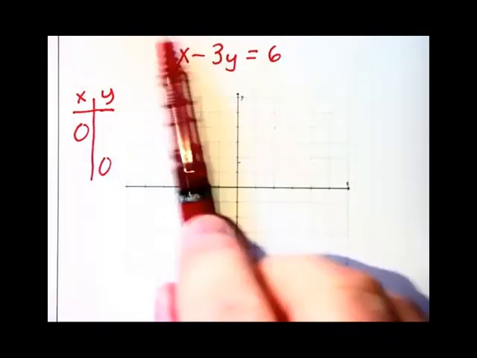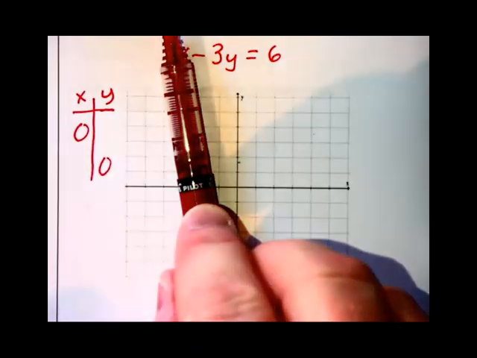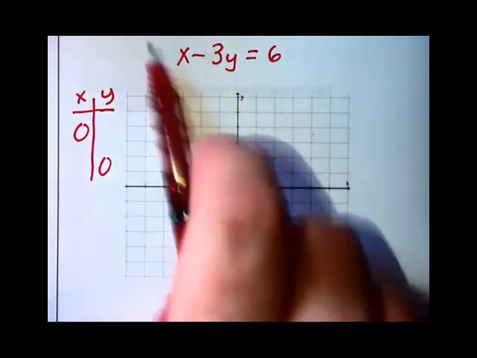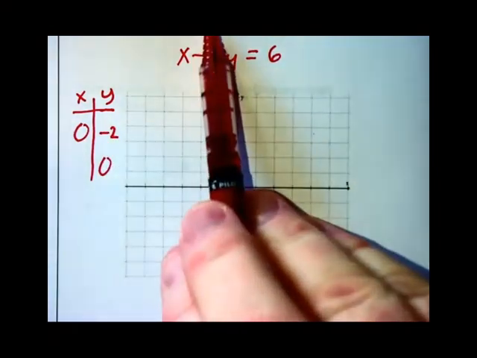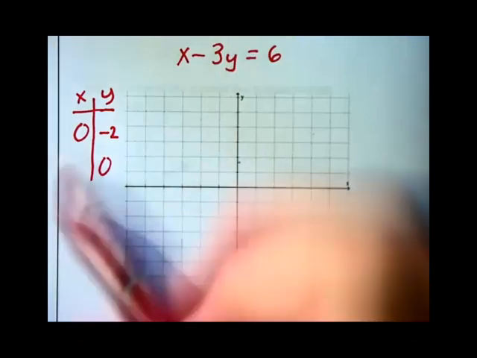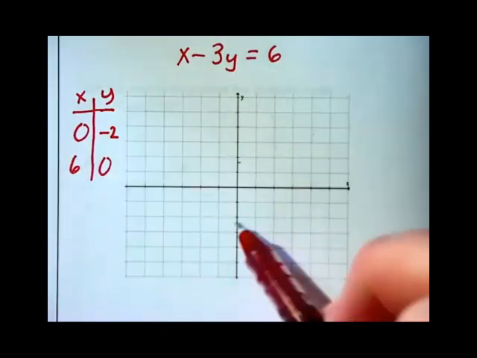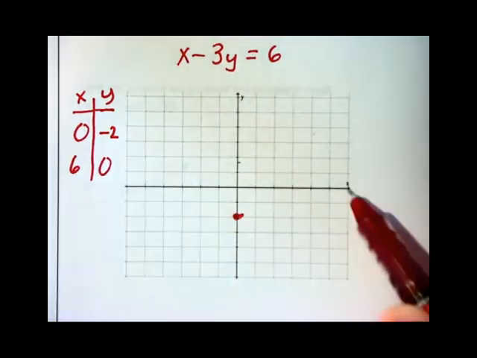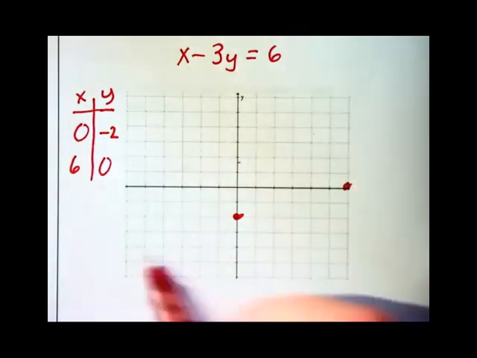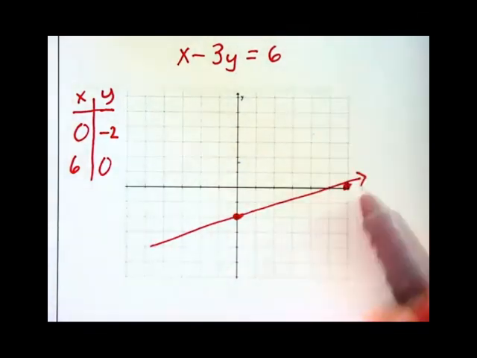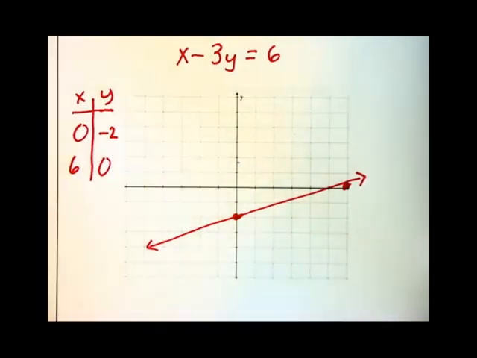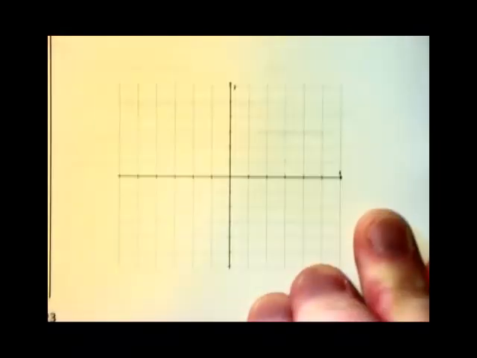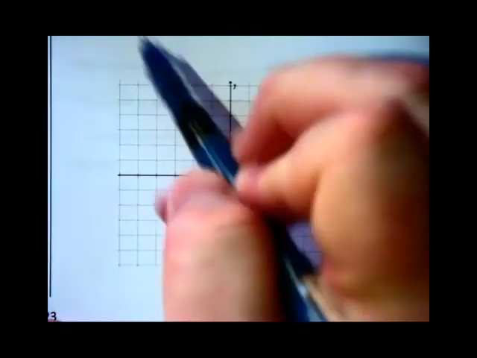Now if x is 0, you have negative 3y equals 6. So dividing each side by negative 3, we get negative 2. And if y is 0, all you have sitting in front of you there is x equals 6. So here we go, (0, negative 2) and (6, 0). Play connect the dots.